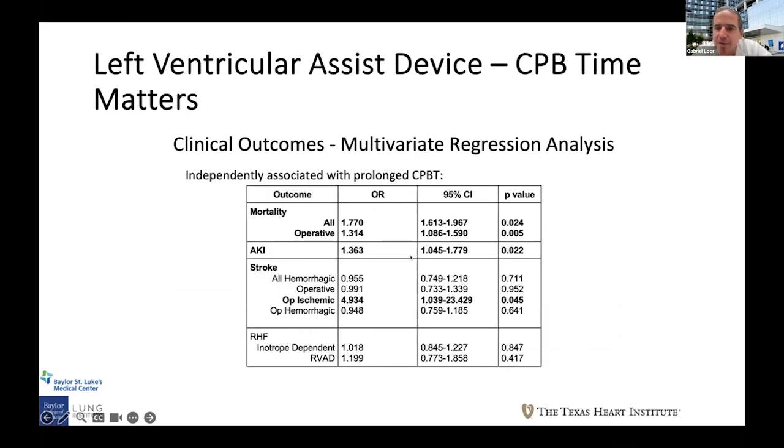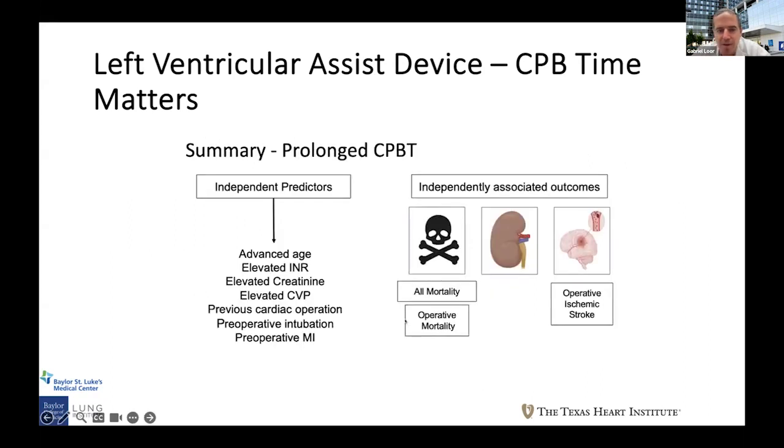And what we found after adjusting for all the covariates that were available was that the pump time was independently associated with mortality, with acute renal insufficiency, and with stroke. And so to some degree, that's not unexpected, although I think that even in our practice, we take a lot of liberty to expand the pump time whenever we need to. But I think that this has caused a little bit more caution towards deciding what additional procedures are absolutely mandatory.